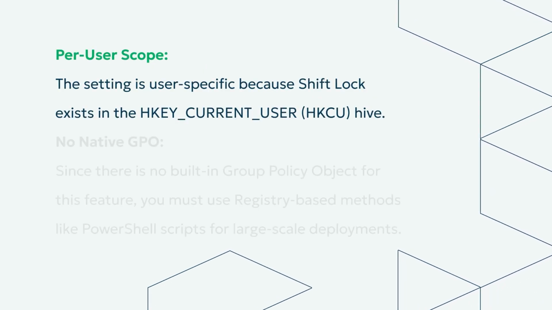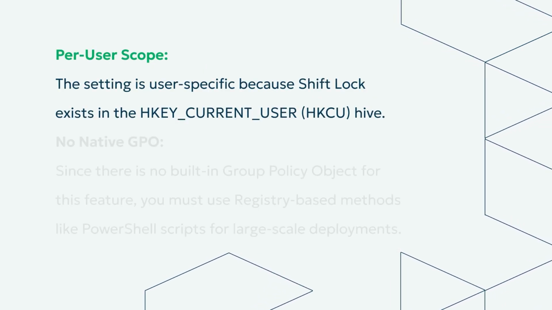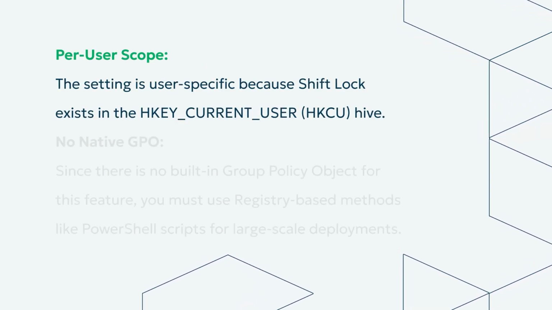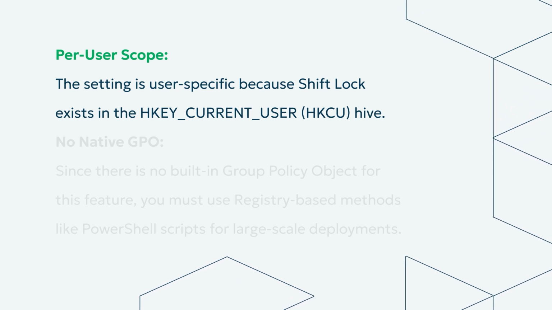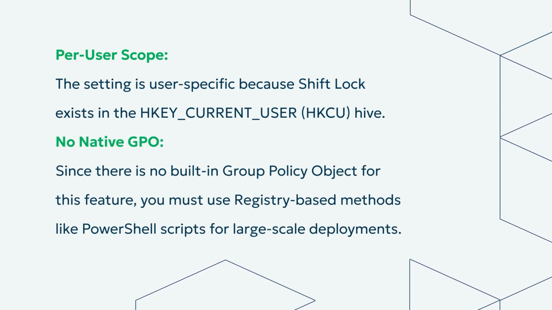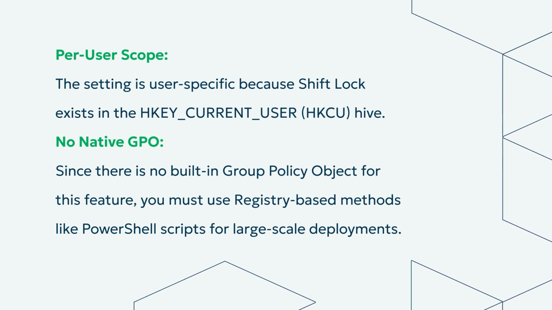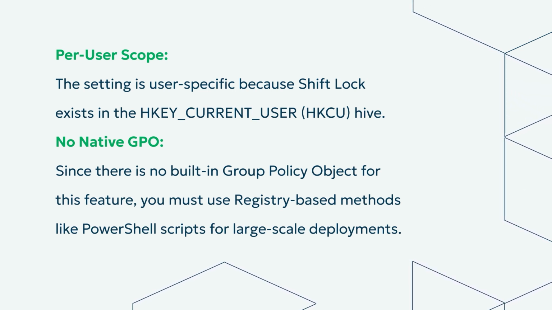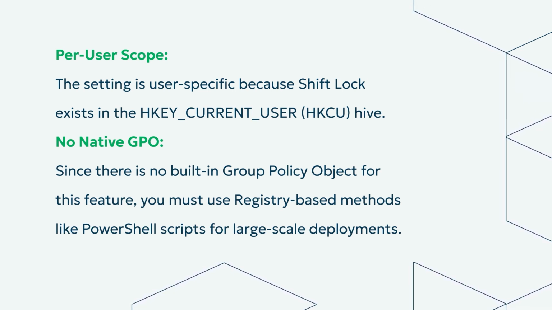Per user scope. The setting is user-specific because Shift Lock exists in the HKEY_CURRENT_USER, HKCU, hive. No native GPO. Since there is no built-in group policy object for this feature, you must use registry-based methods like PowerShell scripts for large-scale deployments.